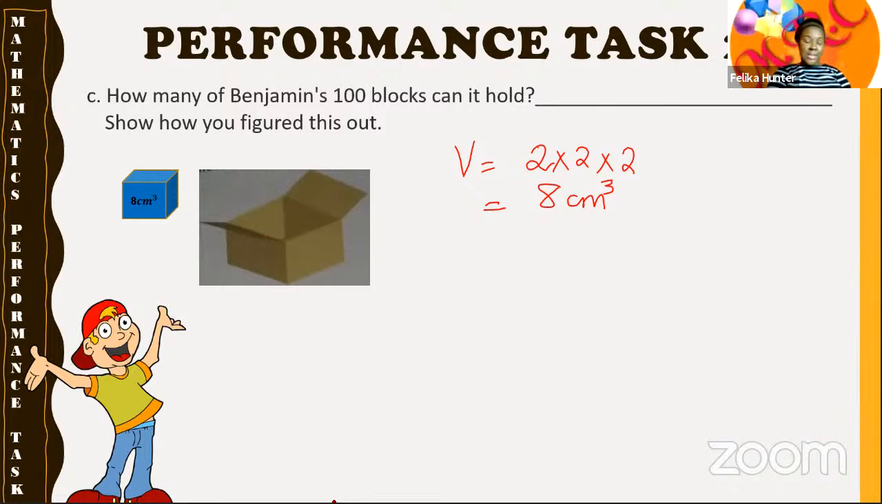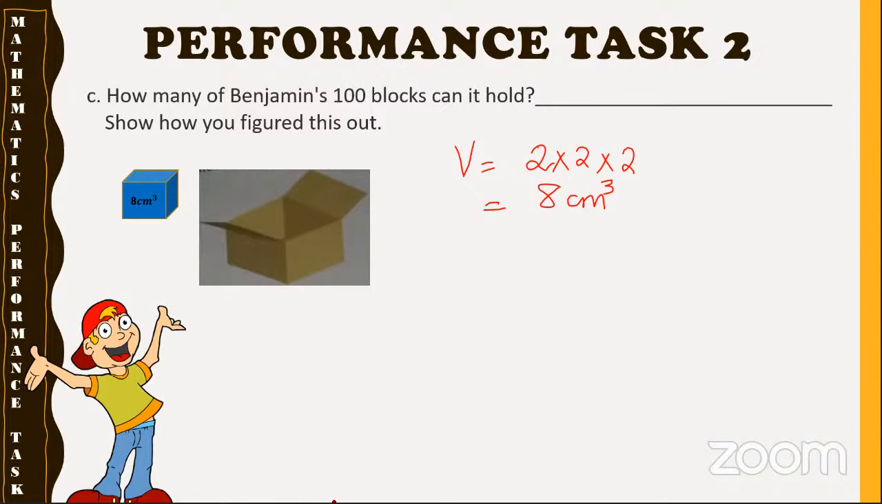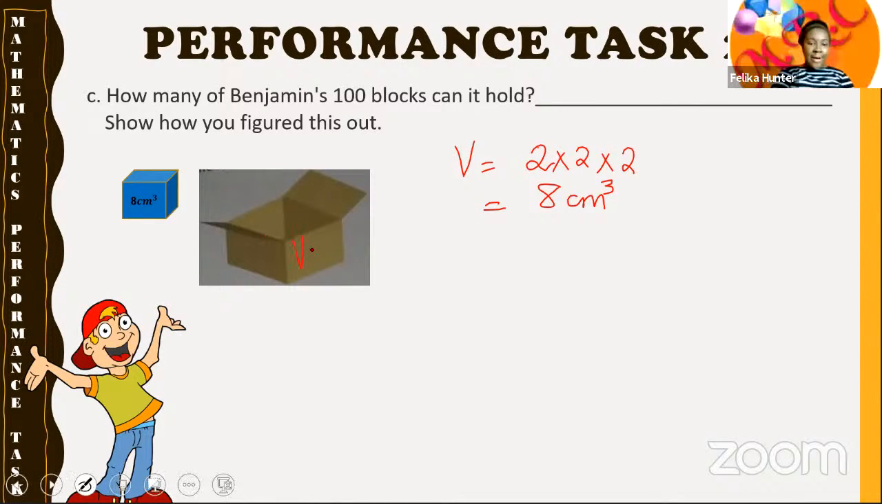So let's think about it now. What is the volume of the big box? The big box that Benjamin is going to place everything in. What is the volume of that big box? Anyone remember the volume of the big box that we calculated earlier? 96. Good. All right. So it's 96 cubic centimeters. So how many of these 8 cubic centimeter blocks can I fit into this big box?